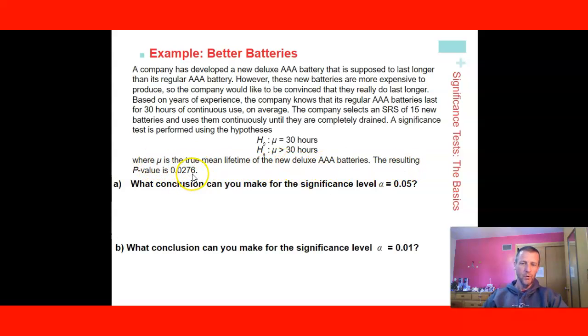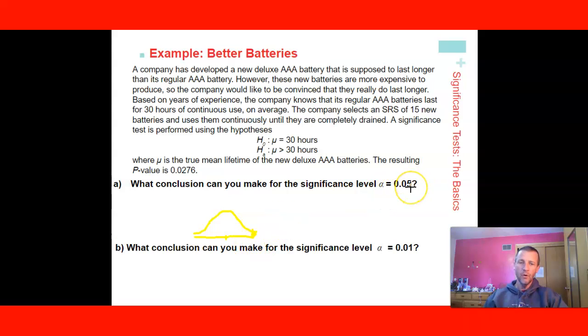The resulting p-value is 0.0276, right? Which means somebody did this, and they said, you know what, our new batteries, we got something here bigger than 30. The probability of being in that tail is 2.76%. I would have expected 30, but I got something out here. We don't know anything about these calculations yet. That's coming in sections 2 and 3. But what it's saying is we were out here in this part of the tail.